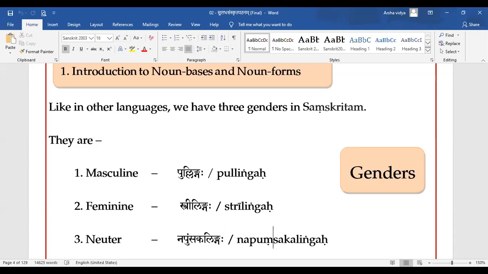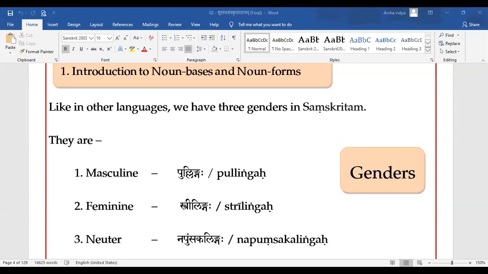Now, let me ask you, what is the gender of the word forest in English? Neuter. A forest is a neuter gender. What is the gender of the word tree? Neuter gender.